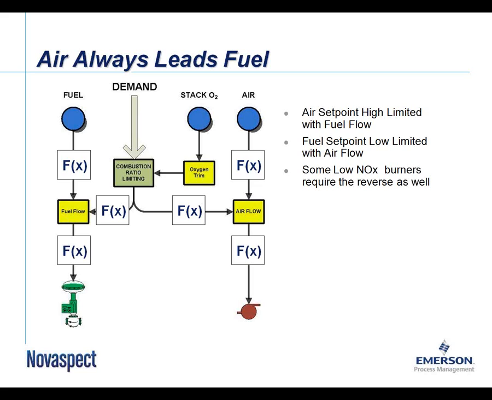if you're at 40% boiler load, you look at your PV on your air damper, it'll be at 40%, the set point will be at 40%, and the output will be at 40%. And likewise with the fuel damper. So it makes it very easy for the operator to look and know if there's something wrong or if somebody's not controlling the way he should be.